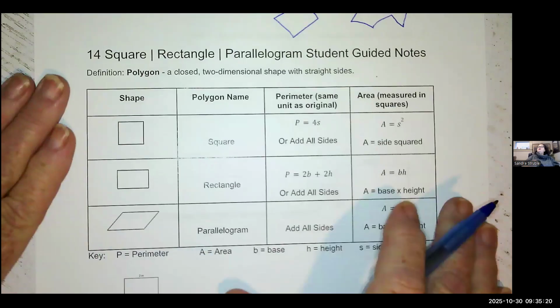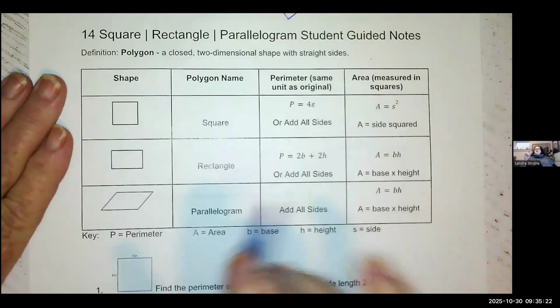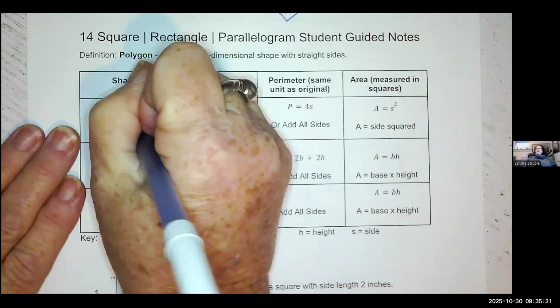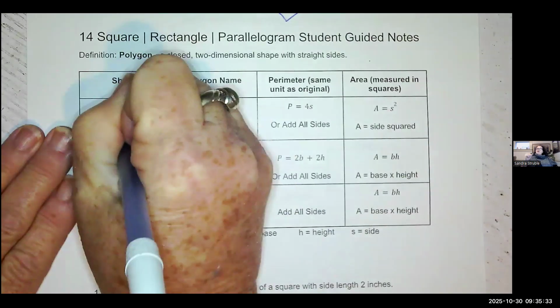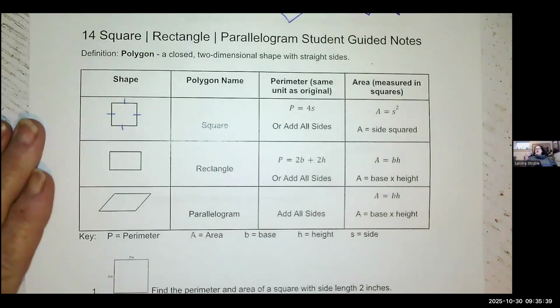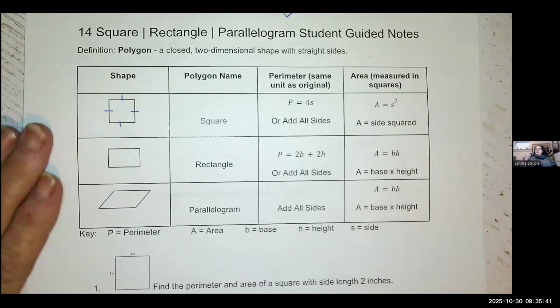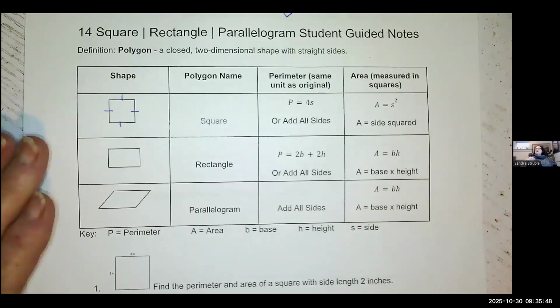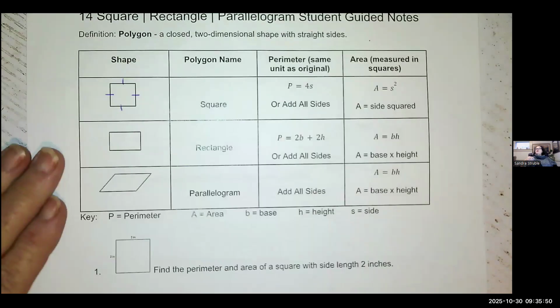The first one we're going to talk about is a square. To find the perimeter, you can multiply 4 times one of the sides, since every single one of the sides are equal. They're the same length. Or you could just add up all of the sides. To find the area, you can take one of the sides and square it. Or you could actually do length times width or base times height, like we're going to do for the next two. But side squared is the typical thing you do for a square.